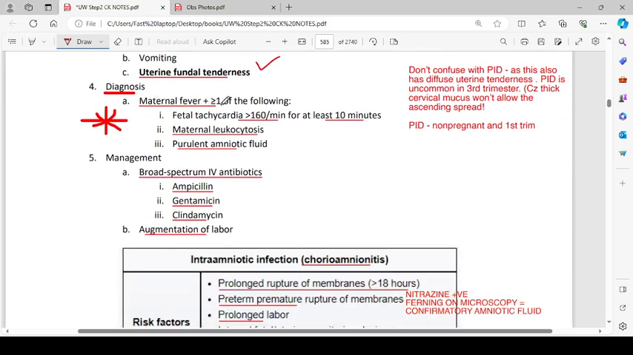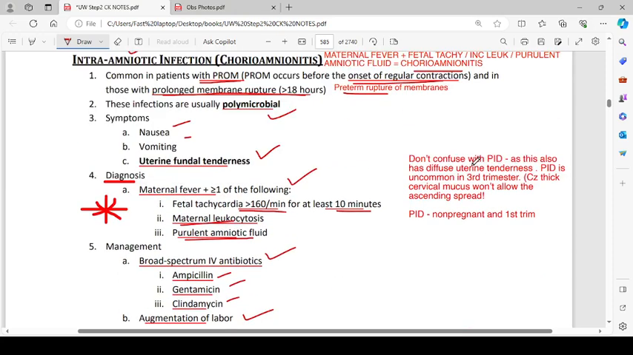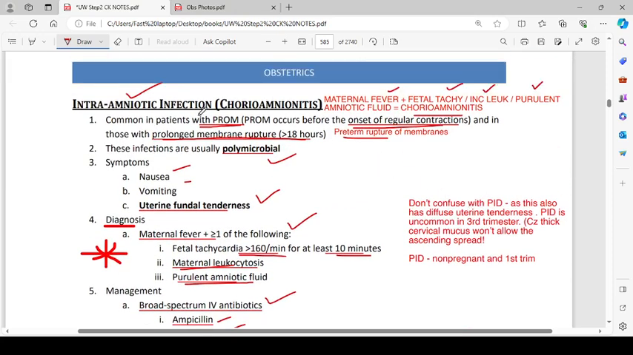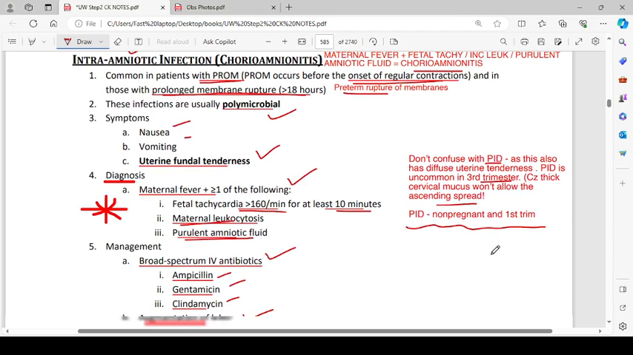Diagnosis is maternal fever plus one or more of the following: fetal tachycardia of more than 160 per minute for at least 10 minutes, maternal leukocytosis, and purulent amniotic fluid. Management is done with broad spectrum IV antibiotics, ampicillin, gentamicin, clindamycin, and augmentation of labor. So don't confuse intraamniotic infection or chorioamnionitis with pelvic inflammatory disease, as this also has diffuse uterine tenderness. Pelvic inflammatory disease is uncommon in the third trimester because thick cervical mucus won't allow the ascending spread. Pelvic inflammatory disease: non-pregnant and first trimester.